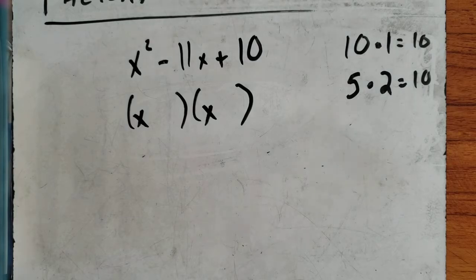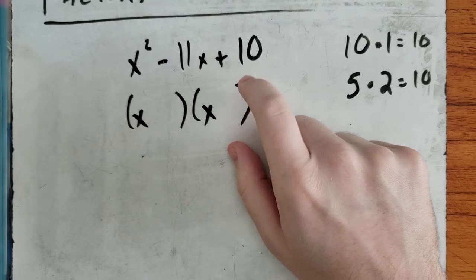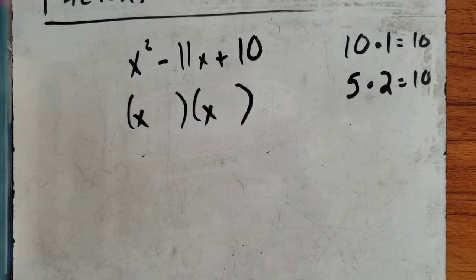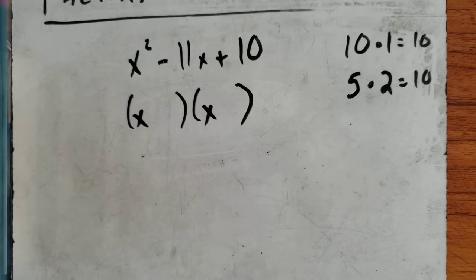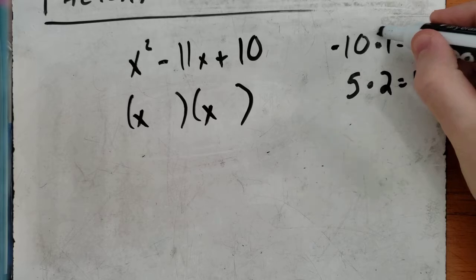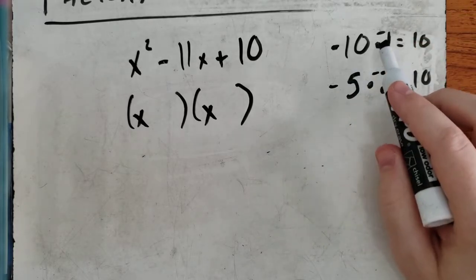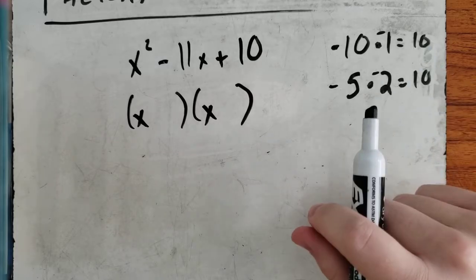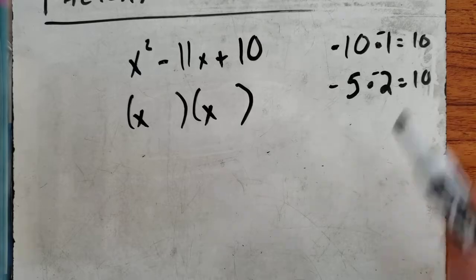So how does that work? How can we multiply two numbers to get a positive, but when we add or subtract them, we get a negative? Well, we have to think, what two numbers multiply to get a positive? A positive times a positive, and a negative times a negative. So if you make both of these numbers negative, when you multiply negative 10 times negative 1, you still get a positive 10, right? Same thing, a negative 5 times a negative 2 gets you a positive 10.